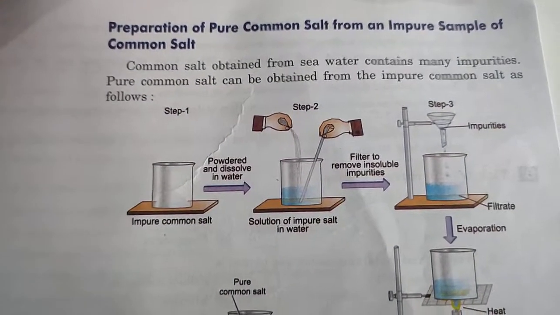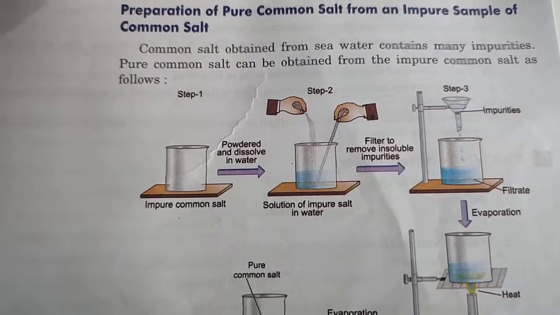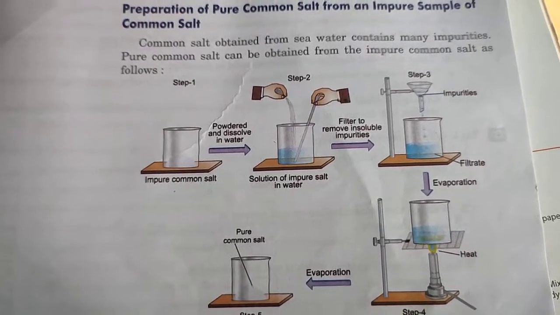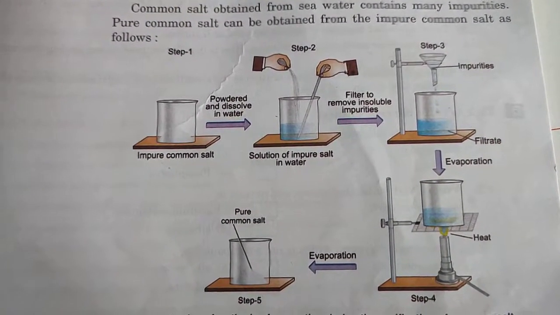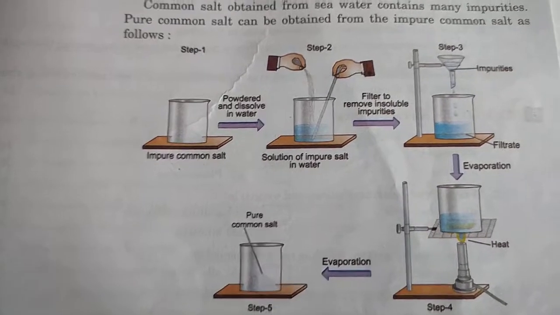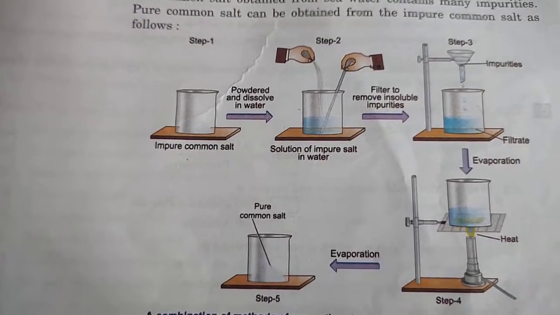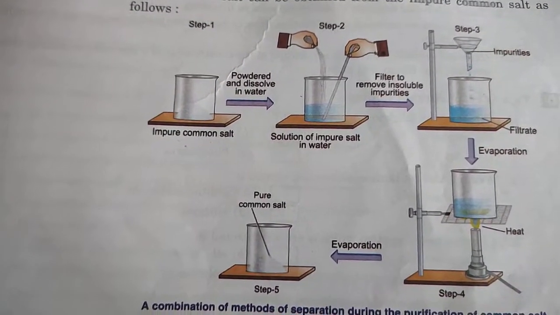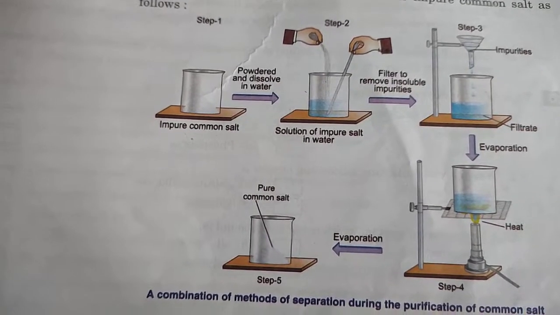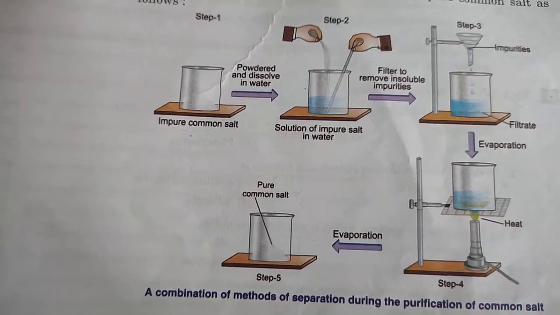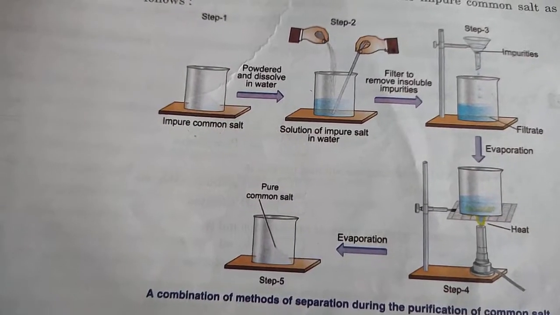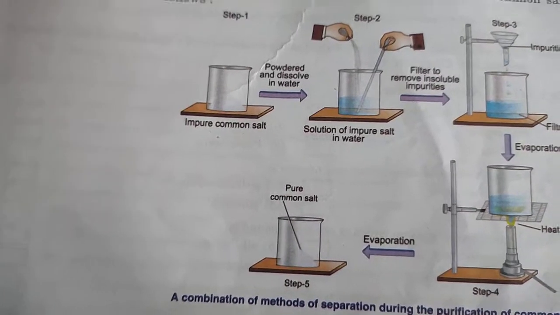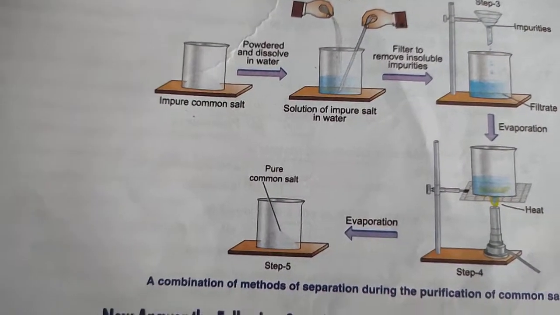See the preparation of pure common salt from an impure sample of common salt. Now see the steps involved here to purify common salt. First step is we have impure common salt in a beaker. Then powder it and dissolve it in water. Now filter to remove insoluble impurities. So if any insoluble impurities are present in the solution, they get separated by using filter paper. Then in the filtrate, you have salt solution.